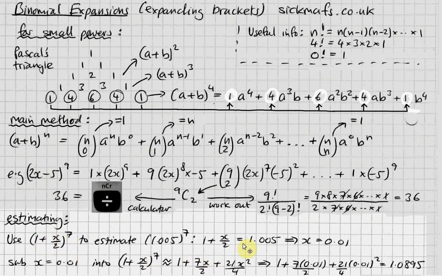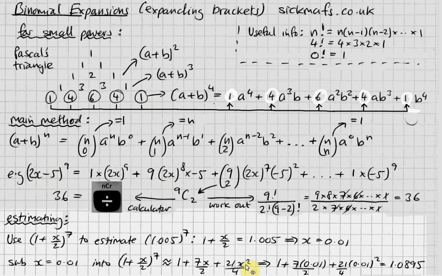So 1 plus x over 2 is the same as the 1.005. I don't need the bracket there, by the way, I just wrote it so it looks similar and easier to compare. So that's equal to that, and if you rearrange that, you can easily work out that x has to be 0.01. Now once you sub that value into the expansion for 1 plus x over 2 to the power 7, which is roughly equal to, this expands to this, up to that squared. This expansion can keep going on and on, but what we tend to do is just expand it for the first 3 or 4 terms of the expansion.